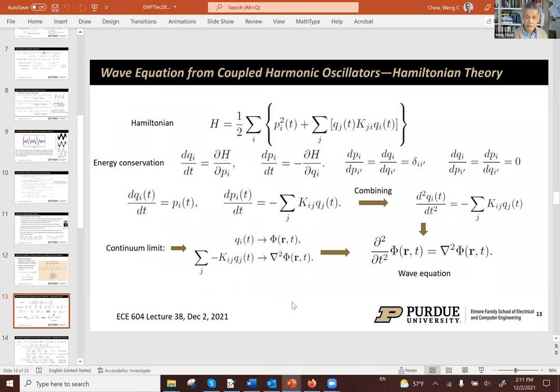Okay, so let's see how we can derive a wave equation from these coupled harmonic oscillators. Again, we invoke energy conservation, saying that if this is a total Hamiltonian, then when I change my Qs and my Ps, they have to change in tandem in such a way as to keep H a constant.